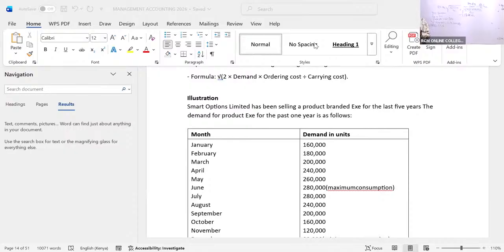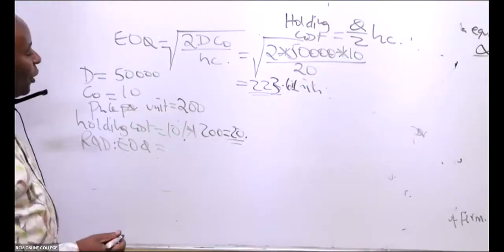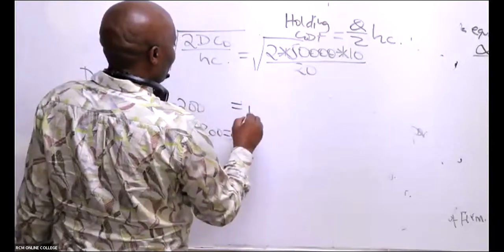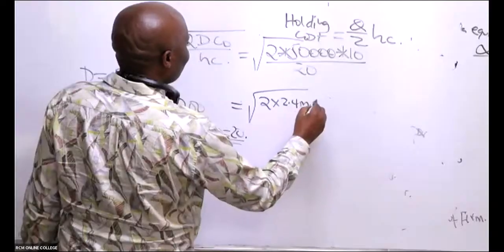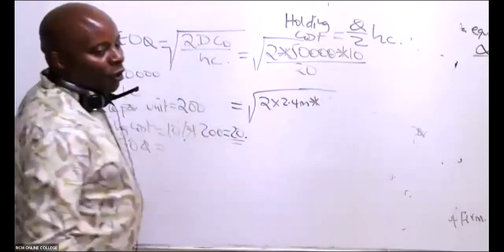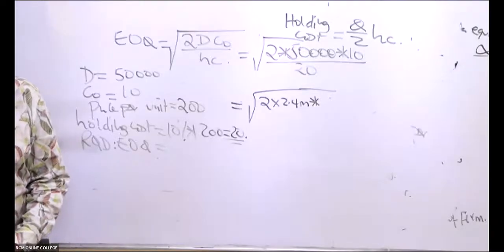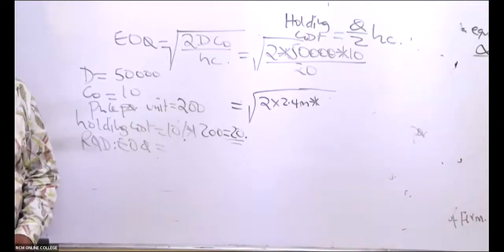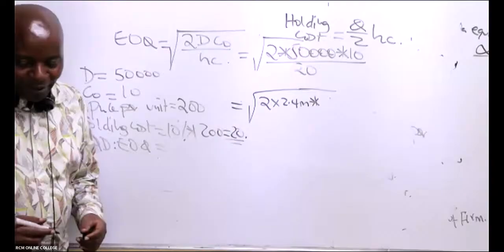Finished? Let's see. So, ladies and gentlemen, what is our annual demand in this question? Annual demand is 2.4 million. Great. Were you able to see the cost per order? What is the cost per order from the question? 40.